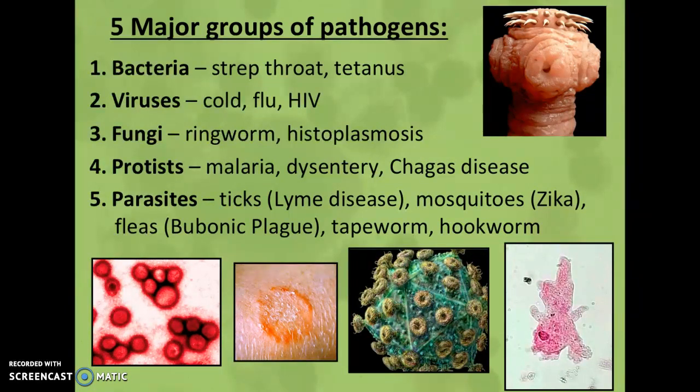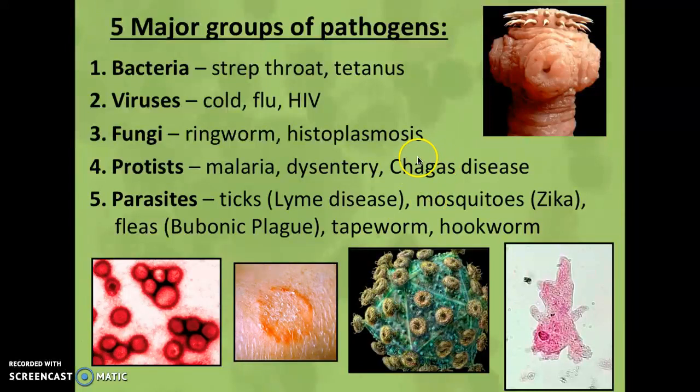So there's 5 major groups of pathogens. We've been looking at these in more detail last week. So bacteria can cause diseases like strep throat, from streptococcus bacteria, and tetanus. You may have had a tetanus vaccine, a tetanus shot before. Viruses, examples are the common cold, flu, and HIV, human immunodeficiency virus, which will turn into AIDS. Fungi can cause ringworm and histoplasmosis. This is ringworm right here. Protists will cause malaria, dysentery, and Chagas disease.